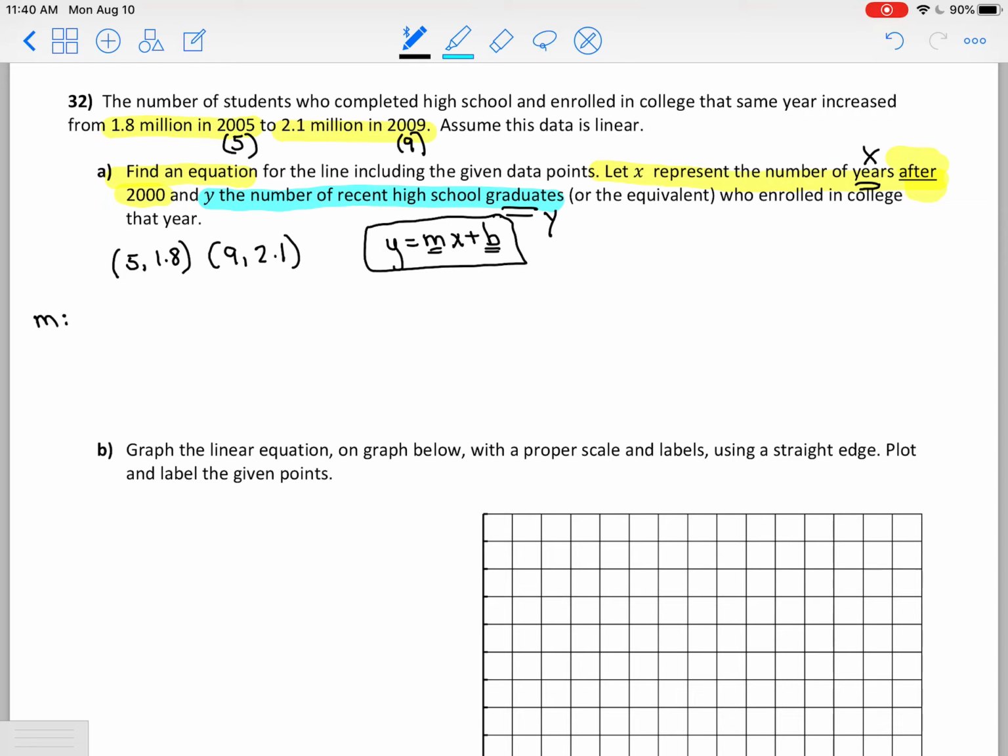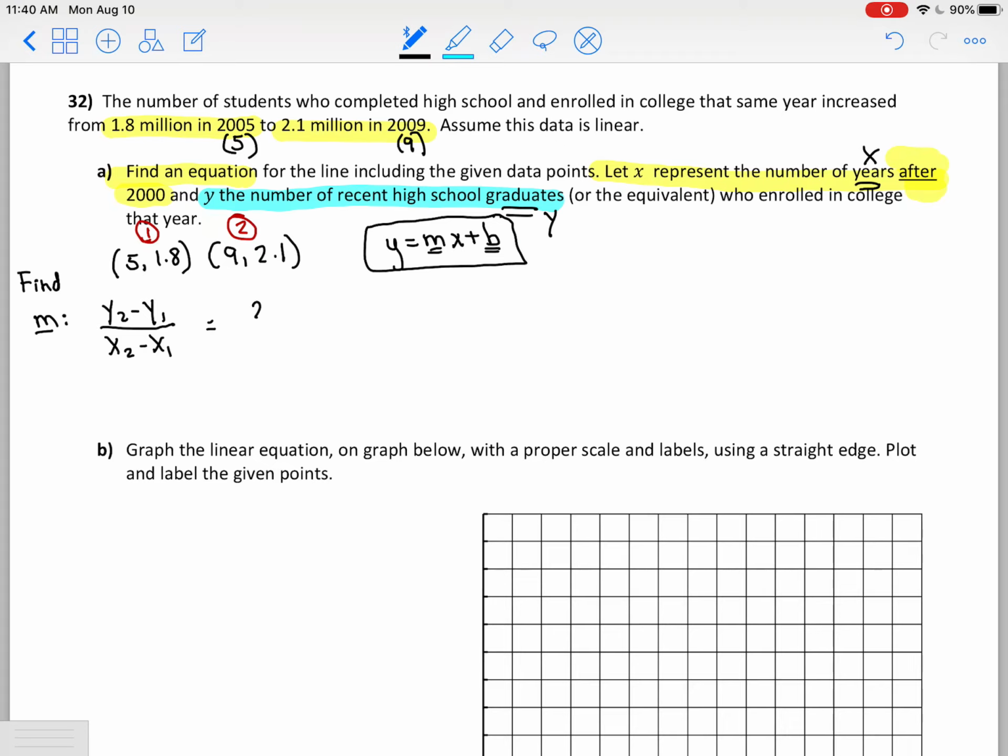Okay, so m is going to be the change in our y coordinates divided by the change in our x coordinates. That is the formula that we use to find our slope here. So we're going to find m first. And it doesn't really matter what point you pick to be your first and your second, as long as you're consistent. I'm just going to randomly label those first point, second point.